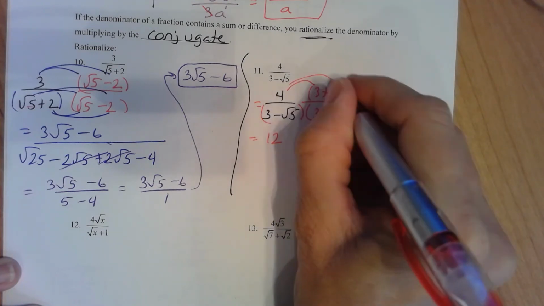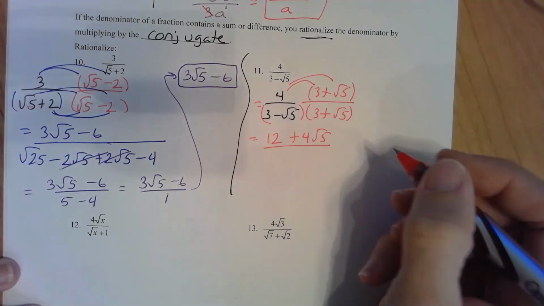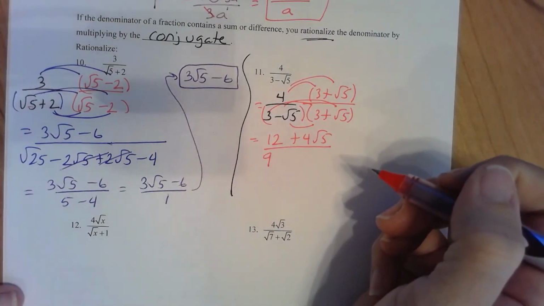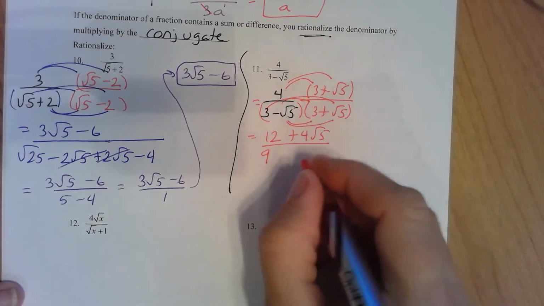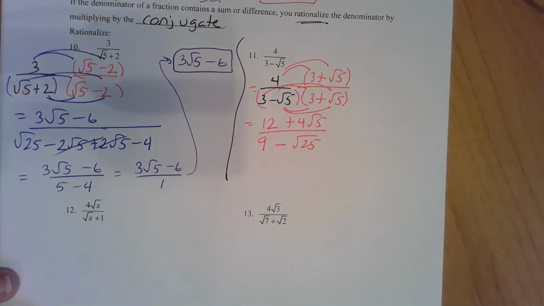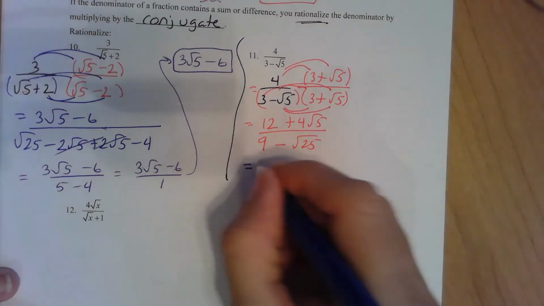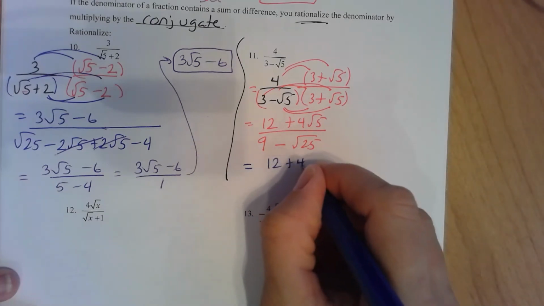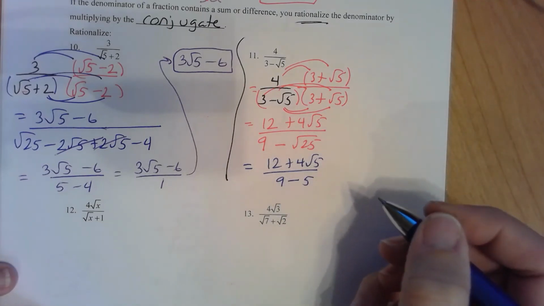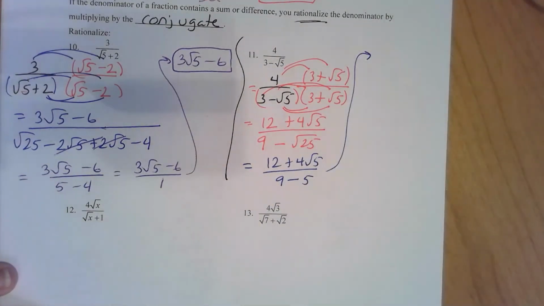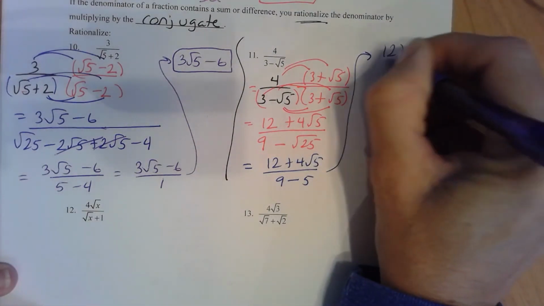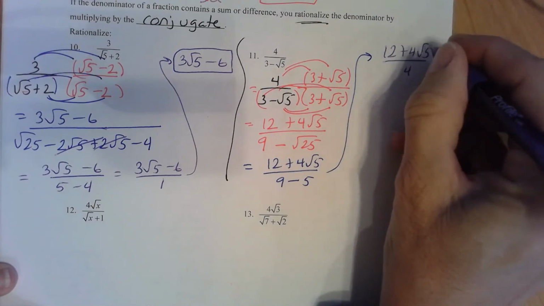4 times the square root of 5 is 4 square root of 5. In the denominator, 3 times 3 is 9. I'm not going to show outer and inner because outer and inner will just cancel out. And negative square root of 5 times positive square root of 5 is negative square root of 25. So again, outer and inner will cancel because they are conjugates. So we have 12 plus 4 square root of 5 all over 9 minus the square root of 25 is 5. So now we have 12 plus 4 square root of 5 all over 9 minus 5 is 4.